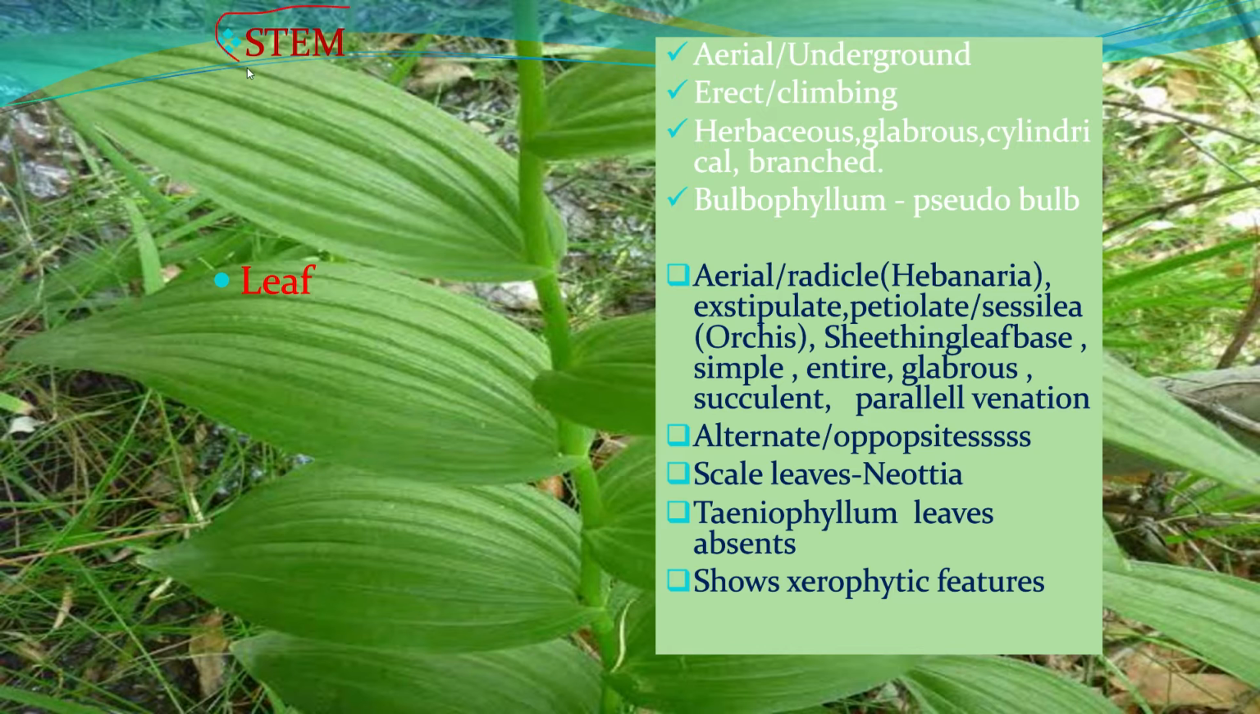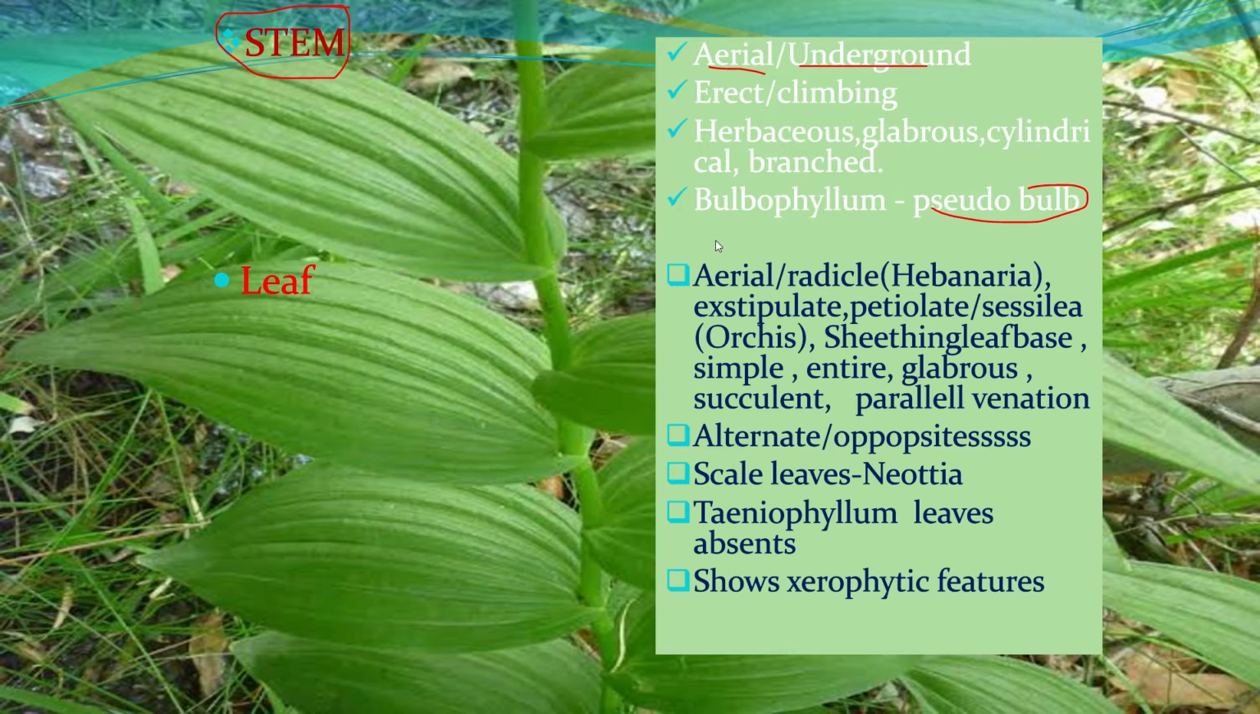Next, the next character in the Orchidaceae family is the stem. In the Orchidaceae family, the stem is an aerial stem, and in some plants it shows an underground stem. Erect or climbing stems are present. Herbaceous, glabrous, cylindrical, branched stems are present. But in Bulbophyllum, the internodes are swollen and form bulbs, which are called pseudobulbs. Members without pseudobulbs have fleshy and succulent leaves. This is the characteristic of the stem in the Orchidaceae family.